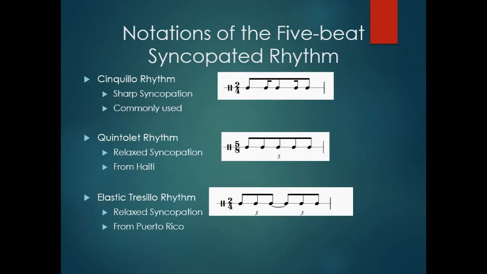So now we'll go on to the notations used for the 5-beat syncopated rhythm. So you commonly have the cinquillo rhythm, and then Haiti has the cantilé rhythm, and then Puerto Rico has its version called the elastic tresillo rhythm. The cinquillo rhythm is the commonly used form of the 5-beat syncopated rhythm and has a sharp syncopation. The cantilé and the elastic tresillo rhythm both represent a relaxed syncopation of the 5-beat syncopated rhythm.